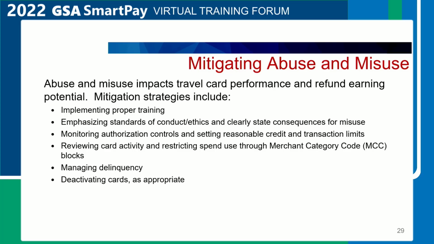Consequences for misuse should clearly be stated in your agency policy. You can also take a look at Attachment C in the updated OMB Circular A123 Appendix B. It's a great place to look for definitions of misuse, abuse, and fraud, and some possible consequences. You will also need to work with your HR department if consequences are being considered.